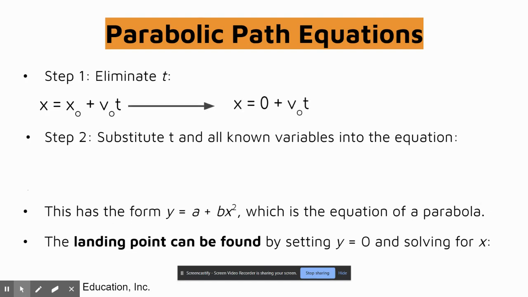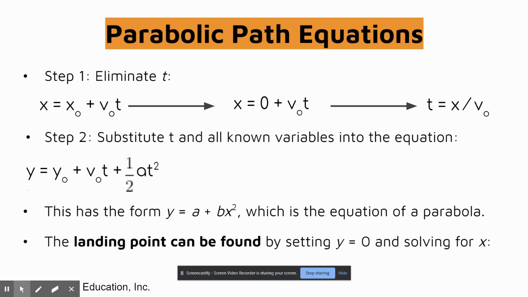Okay, so the initial position for x, if you'll recall, is 0. So we're going to go ahead and put 0 in this equation. We substitute that, which means we can rearrange this equation, and t is actually equal to x divided by the initial velocity. Now let's take that and substitute it back into another equation.